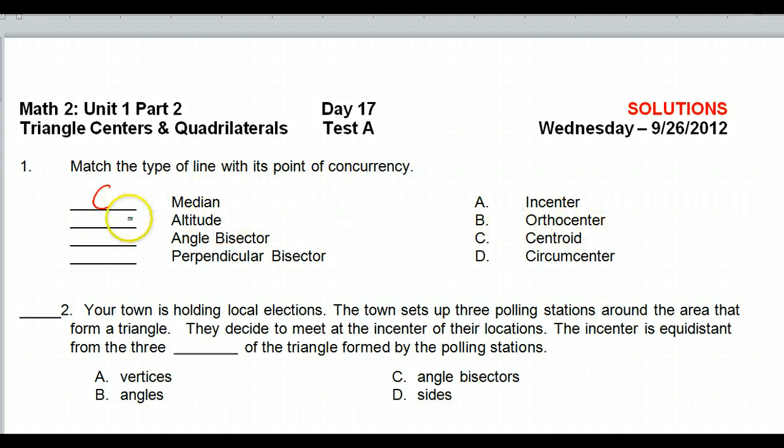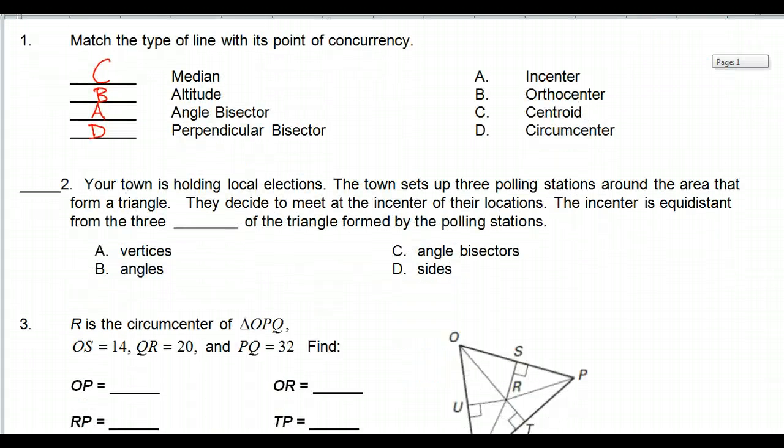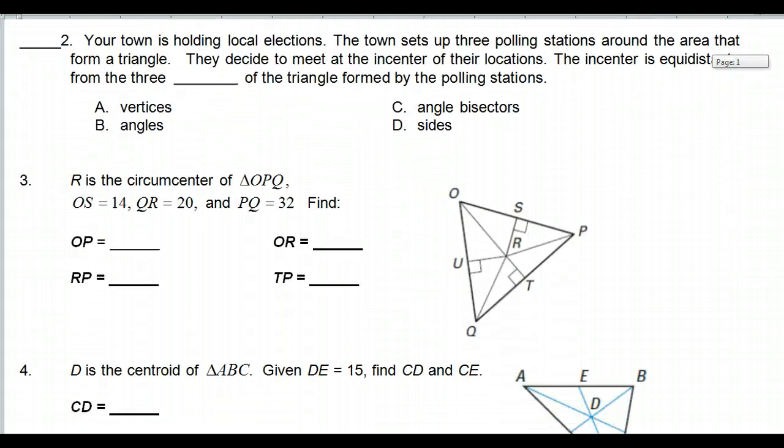Altitude, that's orthocenter. Angle bisectors, that's incenter. And perpendicular bisectors, that is circumcenter. So that was just straight memorization. All about those flashcards. Hope you studied them.